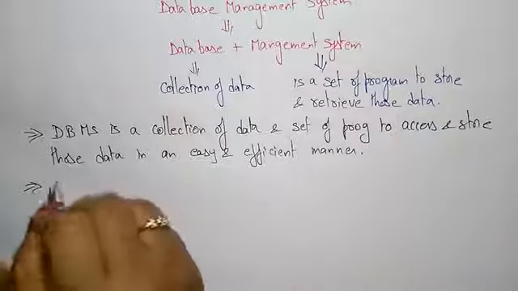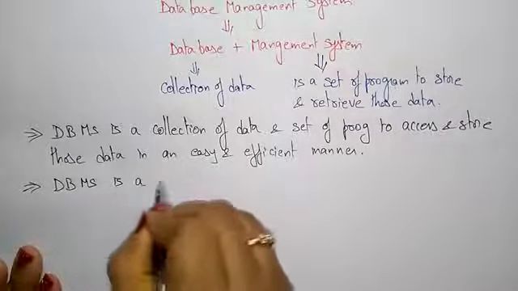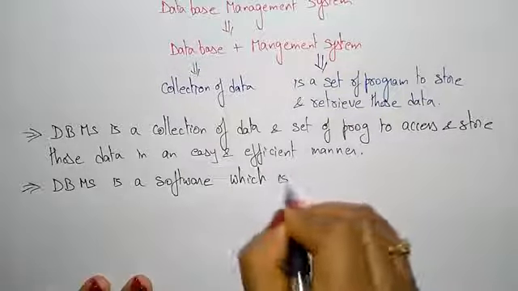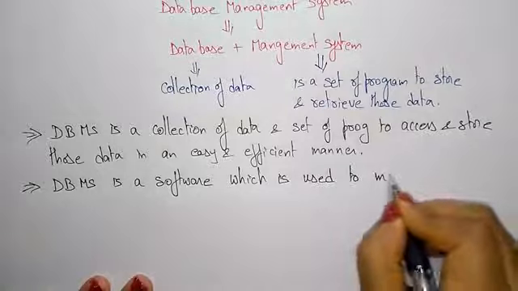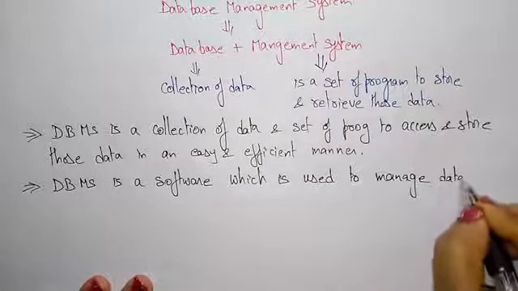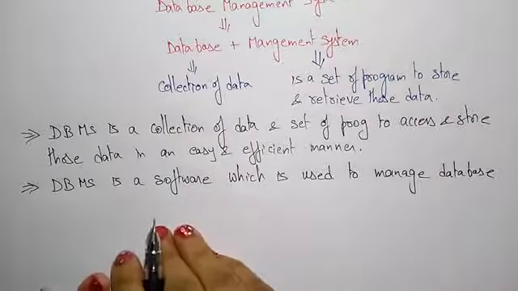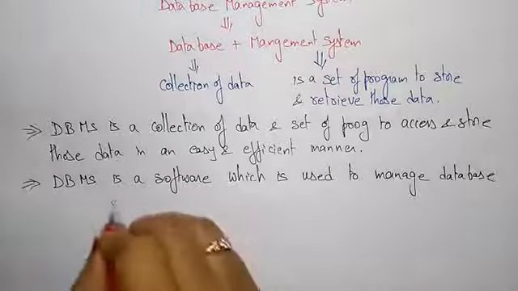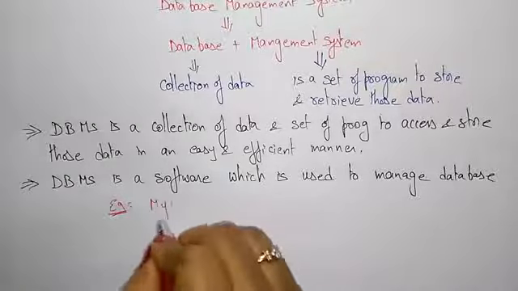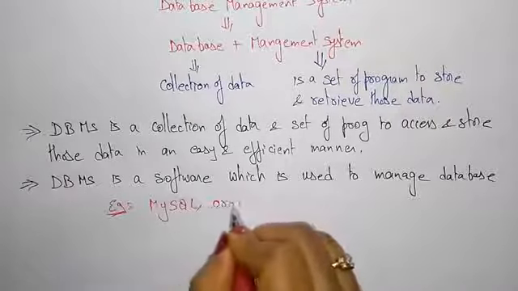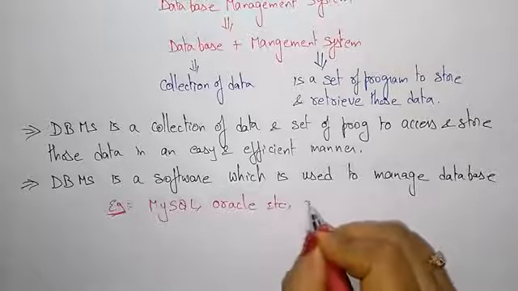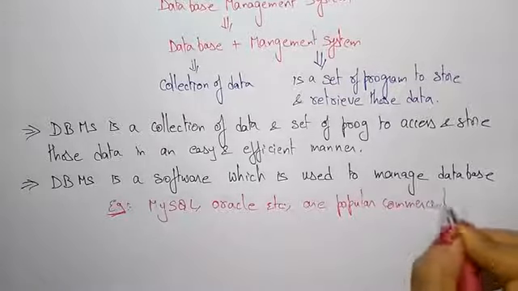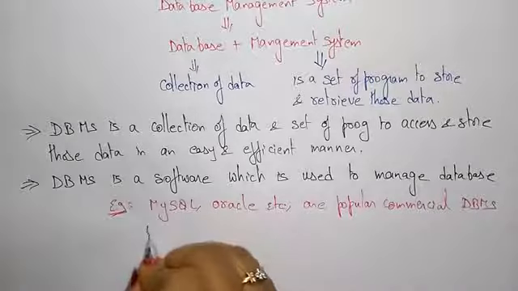You can also say database management system is a software which is used to manage the database. To manage a database, we need a software. That software you call a database management system. Examples of these softwares are MySQL, Oracle, etc. These are the popular commercial database management system software used in different applications.